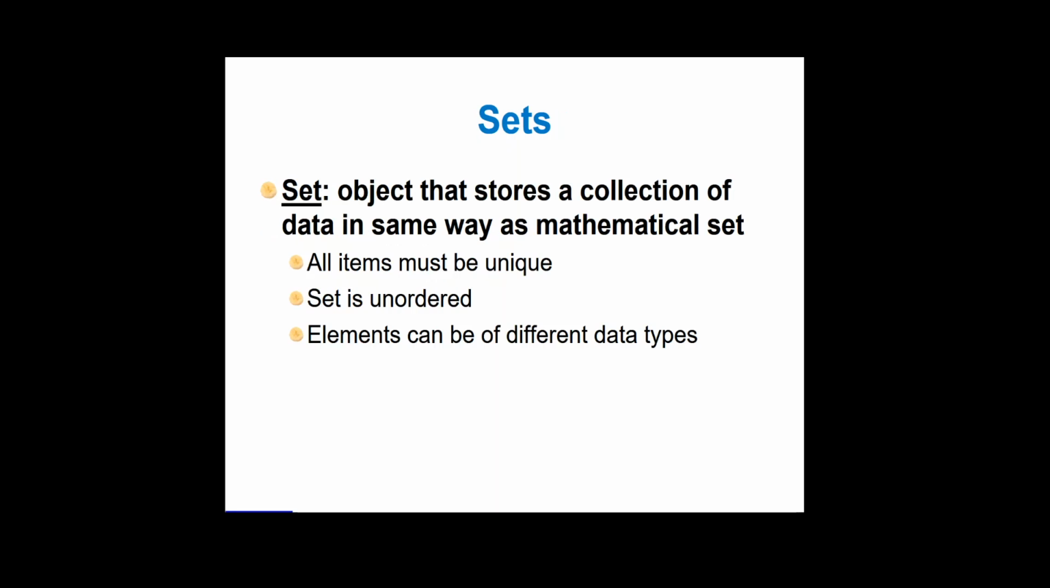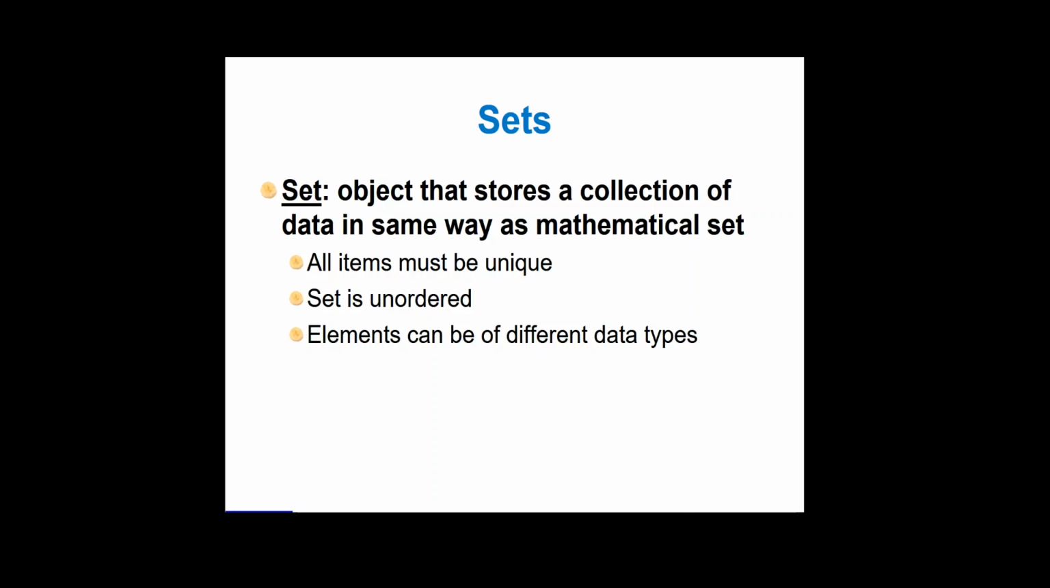A set is actually a collection of objects, or you can say a group of objects, where we store the collection exactly similar to the mathematical set. If you remember from mathematics, any set should have the following characteristics. We can have unique items. We do not accept repetitions in sets. This is a useful feature in Python.